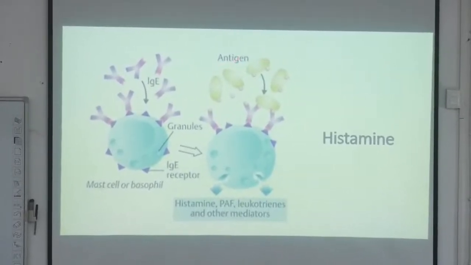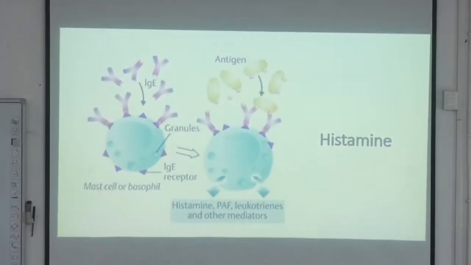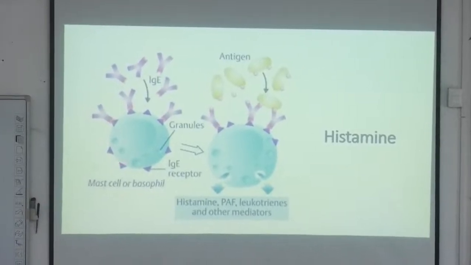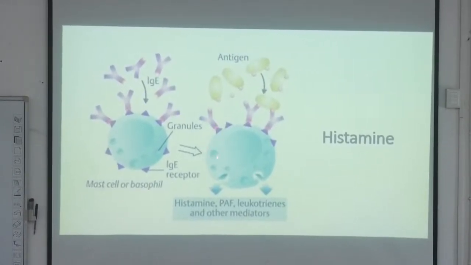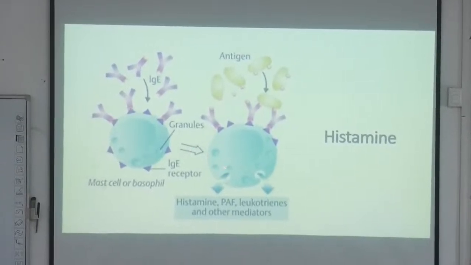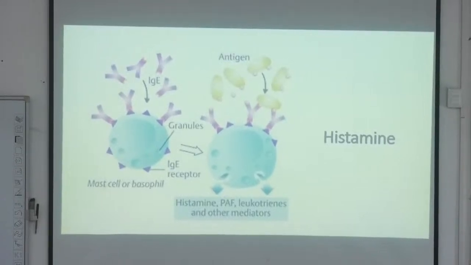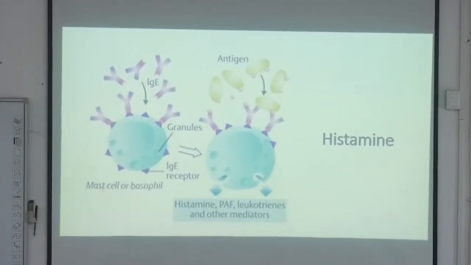After the attachment of antigen to the antigen binding limb of the antibody, namely IgE, immunoglobulin E, the preformed granules of the mast cell and basophil burst to release these granule bound mediators, namely histamine, serotonin, platelet activating factor and other mediators. Okay.